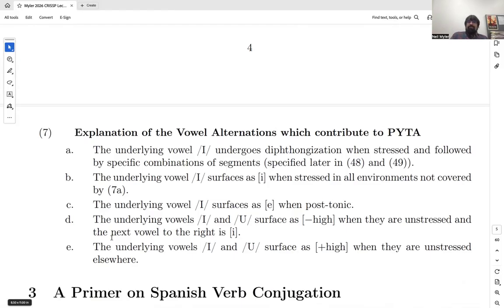7d, the underlying vowels capital I and capital U surface as minus high, i.e. as e and o, when they are unstressed, and the next vowel to the right is e. So that's a dissimilation type statement. 7e, the underlying vowels capital I and capital U surface as plus high when they are unstressed elsewhere, right? Now, all of those statements, in terms of the primitives that are used to frame them, are purely phonological, right? So all of the generalizations there are phonological.